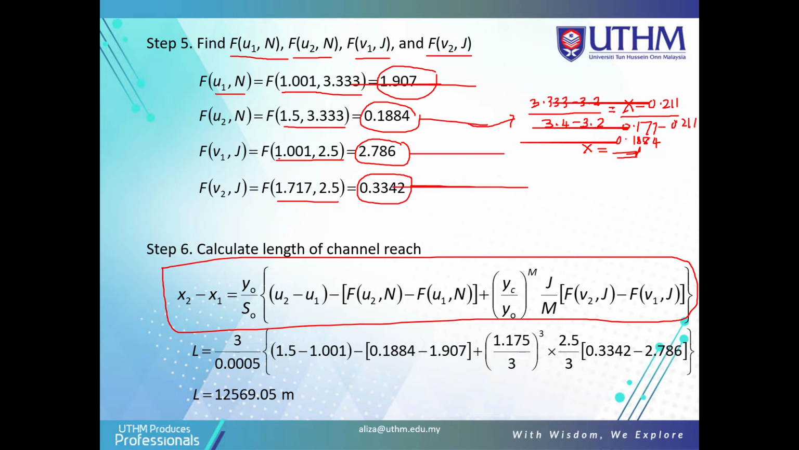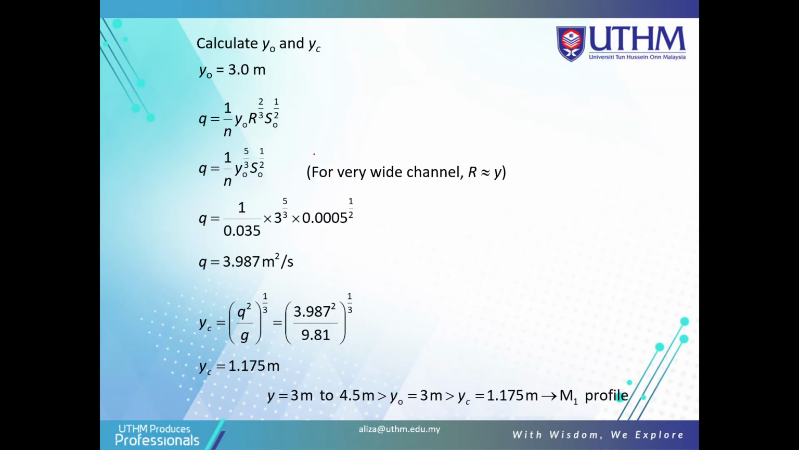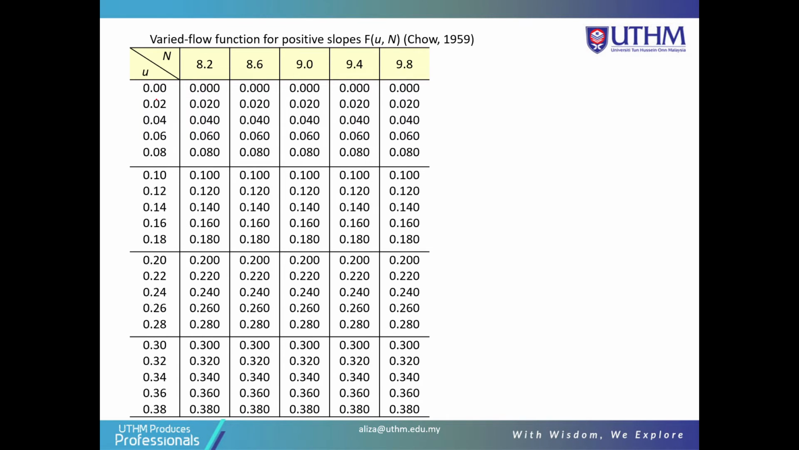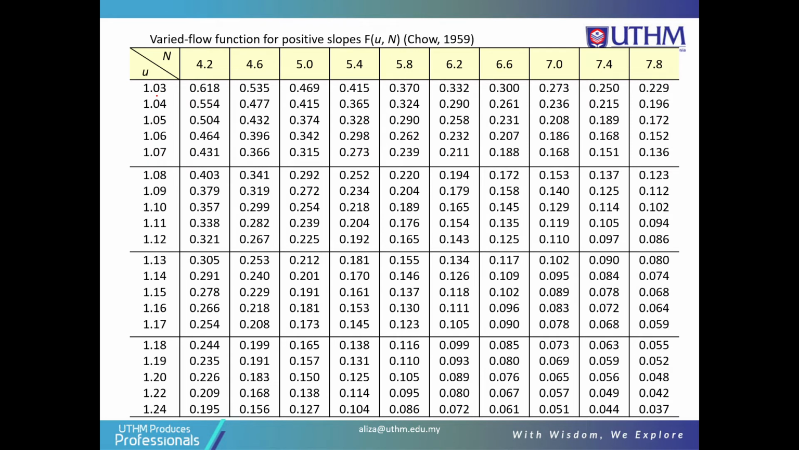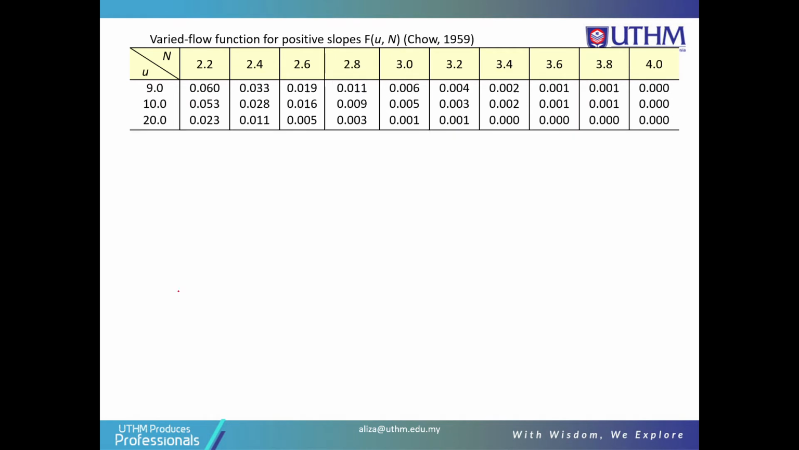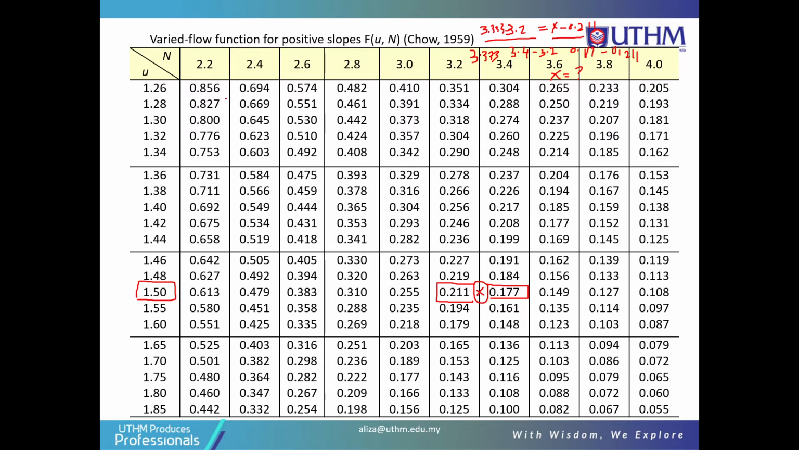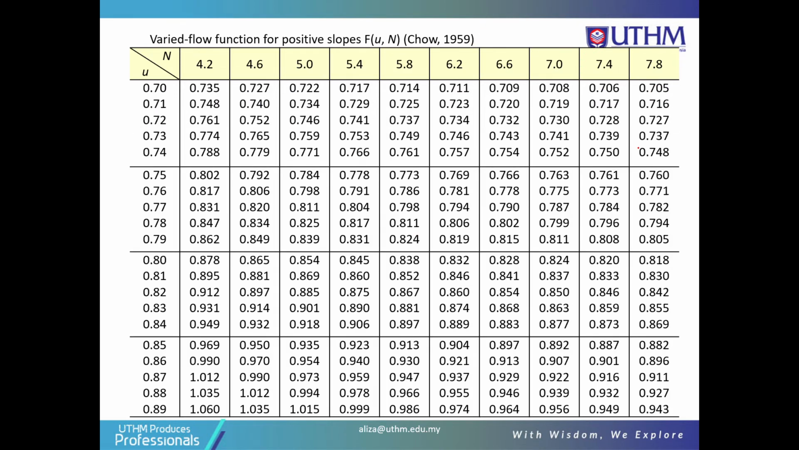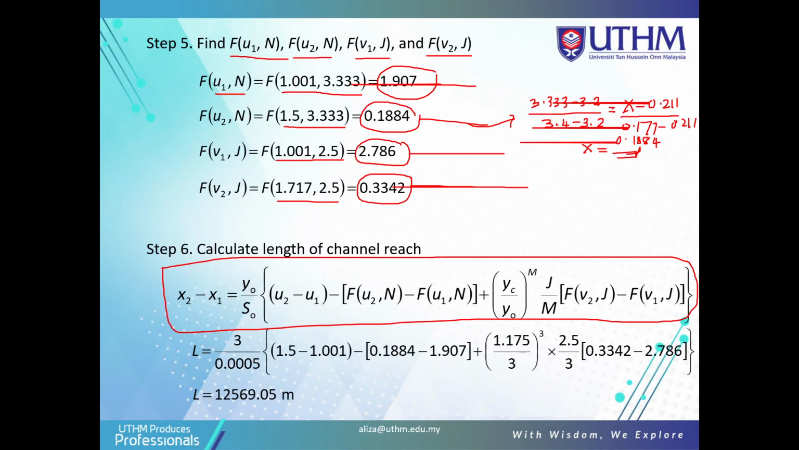You must look at the same table here, but you must find V1 here and U here, which is 1.001 and 2.5. So you get 1.001, but you get 2.5 here. So you must also save here to get 2.5. Just follow the rules that I mentioned here, and you can get the value of this one and so on. So you must refer to this one.